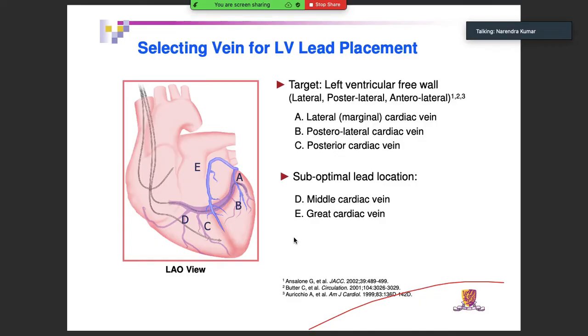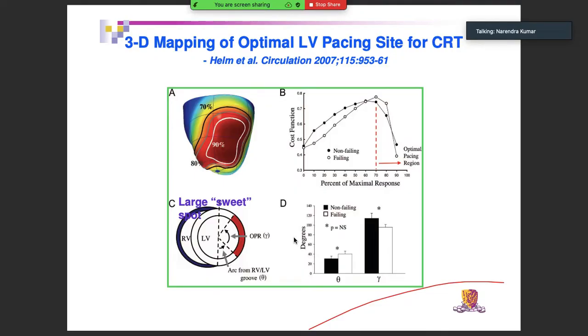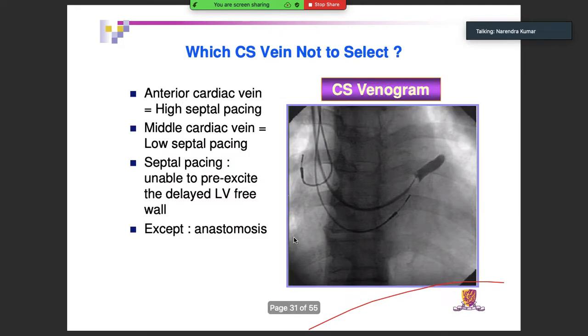Similarly, we have to think also about 3D mapping of the optimal LV pacing site. There has been shown a recent role of three-dimensional mapping as well. Using which one can try to see the earliest activation time, and during which one can even pace and go through. And in fact, various studies have shown as well that for non-responders or the late responders, one can get a good sweet spot where it will increase the pacing response rate as well.